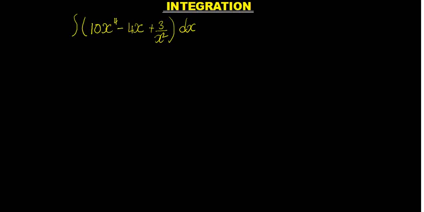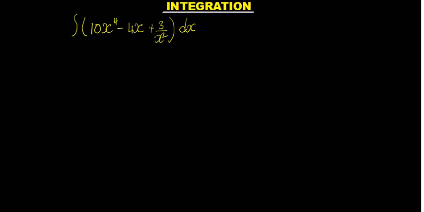Okay, so we go over integration, and the question that we have is asking us to find the integral of 10x to the power 4 minus 4x plus 3 over x squared. Before I even start working on the question, it's very important that we understand what integration is all about. Maybe to some extent, someone is finding it difficult to find the difference between what you do when you're differentiating and what you do when you're integrating.